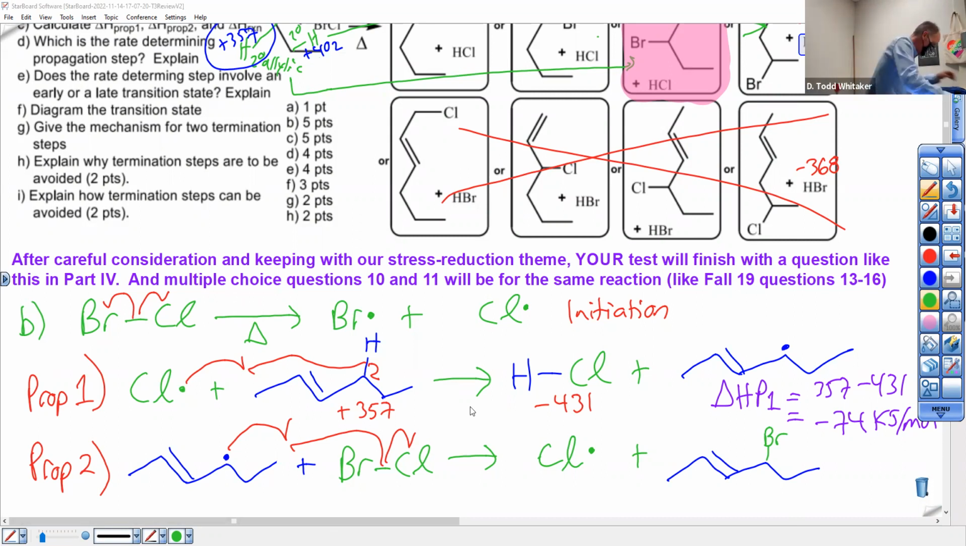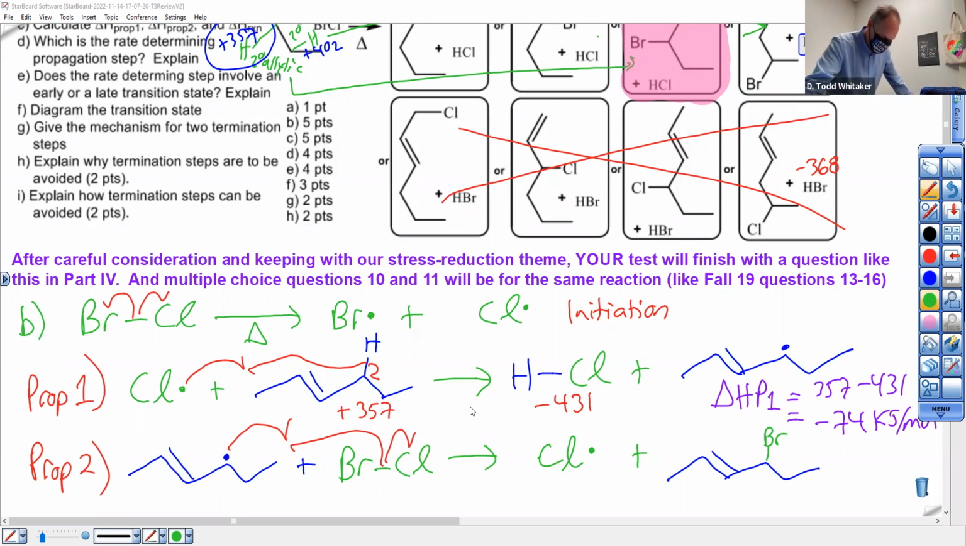Can't write with that pen. Why a negative sign in front of 228? Yeah, why? Because I formed it. It was this one. And BrCl was broken. Cl-Br, BrCl, plus 219.